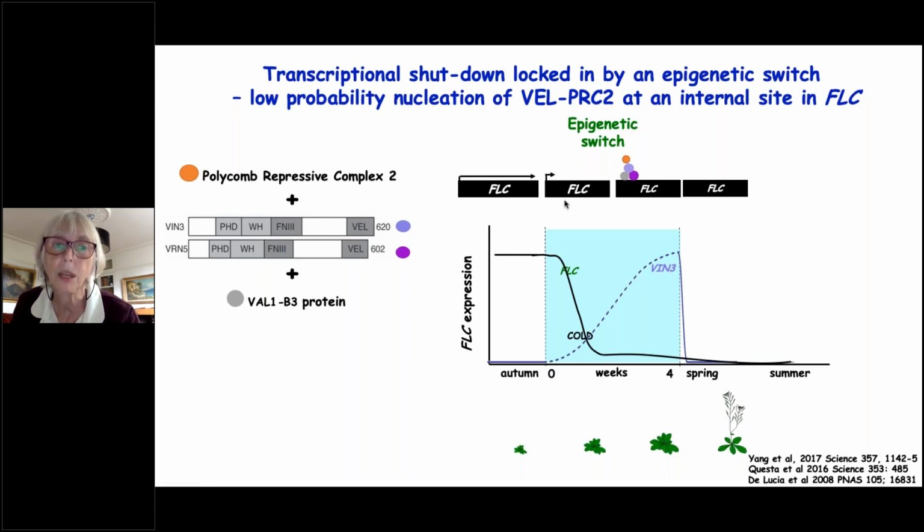So we have Polycomb Repressive Complex 2 with VIN3 and VRN5 at this site. That's what happens in the cold. It's a slow process because VIN3 induction is slow. You can see from the schematic that it takes many weeks to maximally express VIN3. There are other reasons why this is slow too, and we're still looking into those. But the actual switch to the epigenetic state involves nucleation at this site, because if the plants are taken back out into the warm, that allele which has the nucleation event remains stably off.